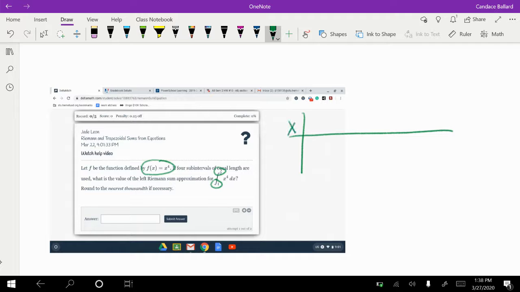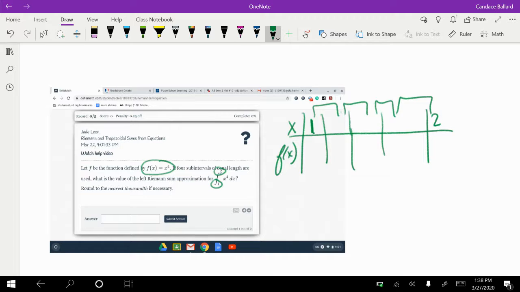So this is going to be my x, and this is going to be my f of x. I know I have to start at 1 and I have to end at 2. All right, and I need 4 subintervals, so I have to go 1, 2, 3, 4. Okay, so I need numbers in between there. I know exactly halfway in between is 0.5. I know in between those would be 0.25, and I know in between here would be 0.75.